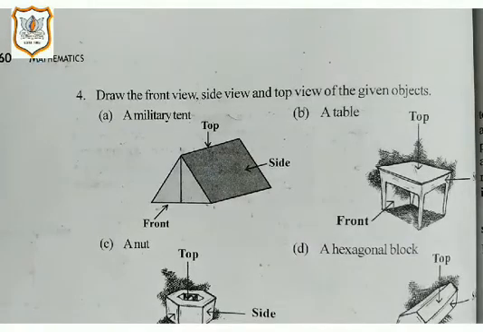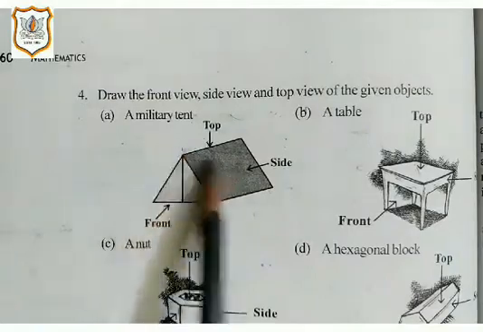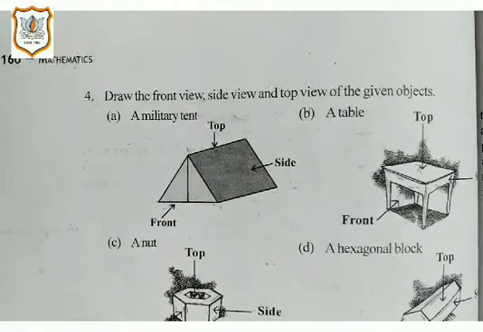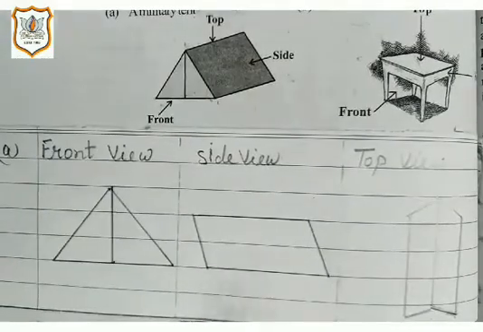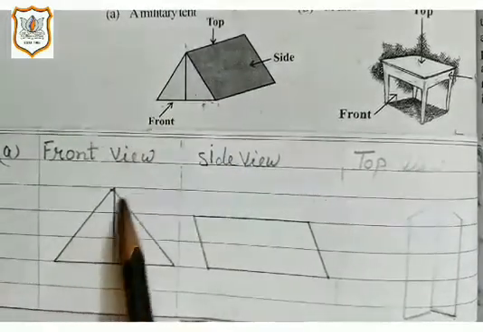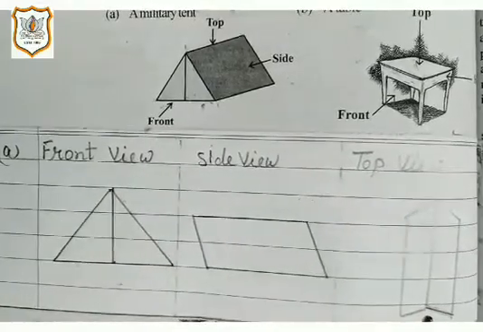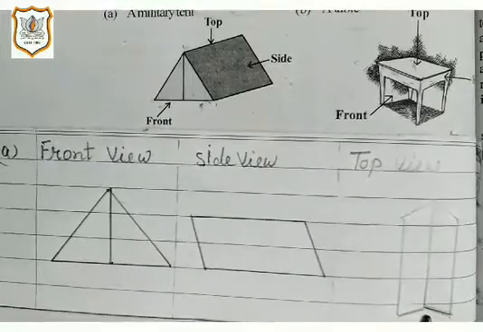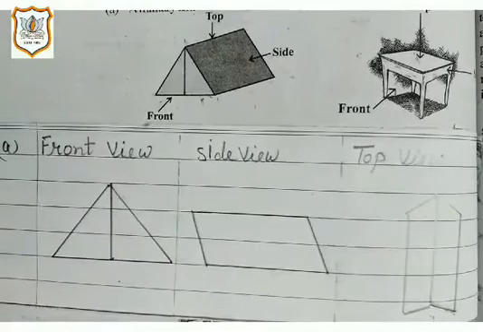And when you see this tent from the top, you will see both sides of the tent. Now I will show you the front view, side view and top view of this military tent. So students, you can see this is the front part of the tent. So this is front view and this is side view and this is top view of this given military tent. Clear? You have to draw in your notebook.